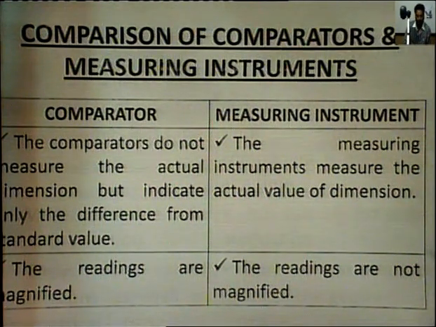Comparators are also measuring instruments, but there is some basic difference between measuring instruments and comparators. Comparators are measuring instruments but do not give us the direct value, as comparators do not measure the actual dimension but indicate only the difference from the standard value.